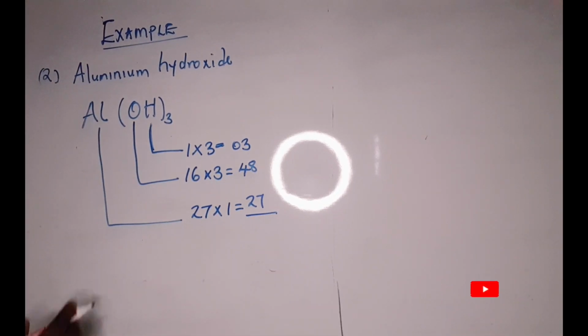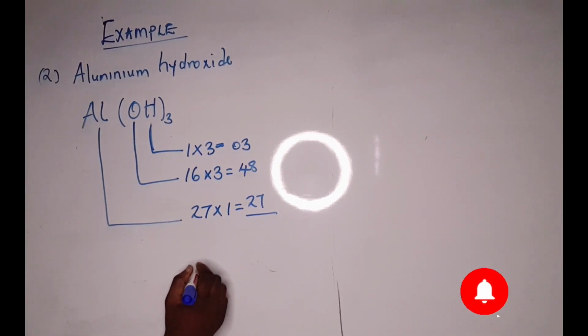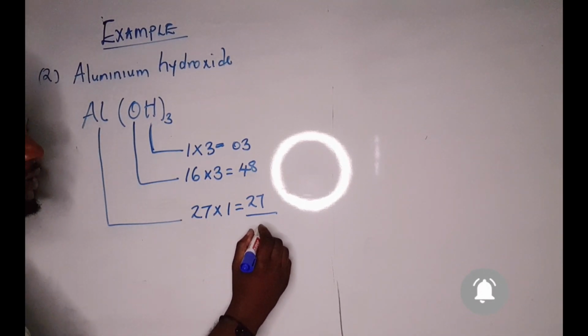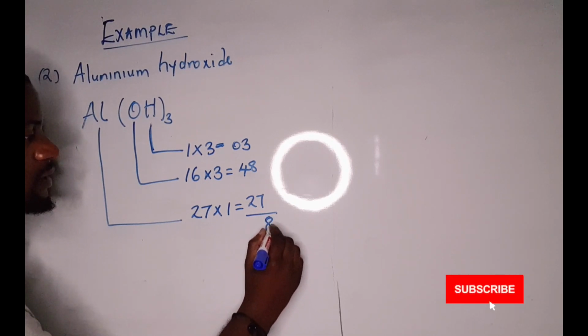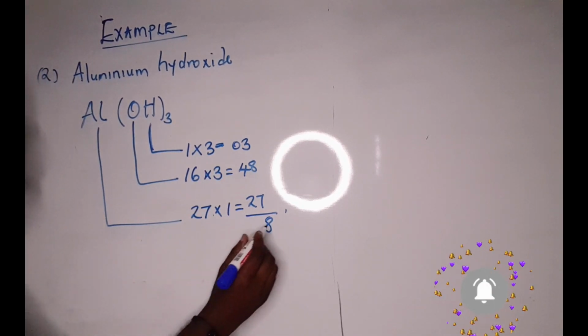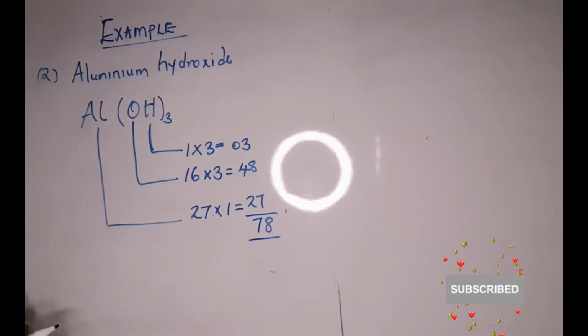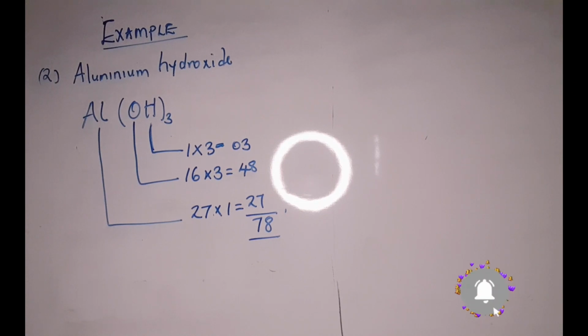So when we add this side, we are going to have 18. So we write 8, we carry 1. Then here we have 6 plus 1, which is 7. So the relative formula mass for aluminium hydroxide is 78.